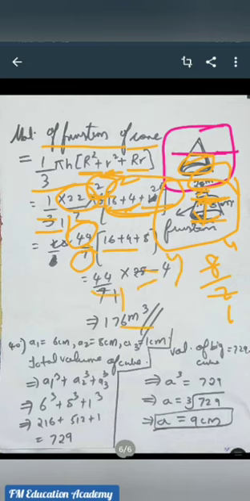So we got the volume of the frustum of the cone as 176 meter cube. That should be option 4. Okay, moving on to the next question.